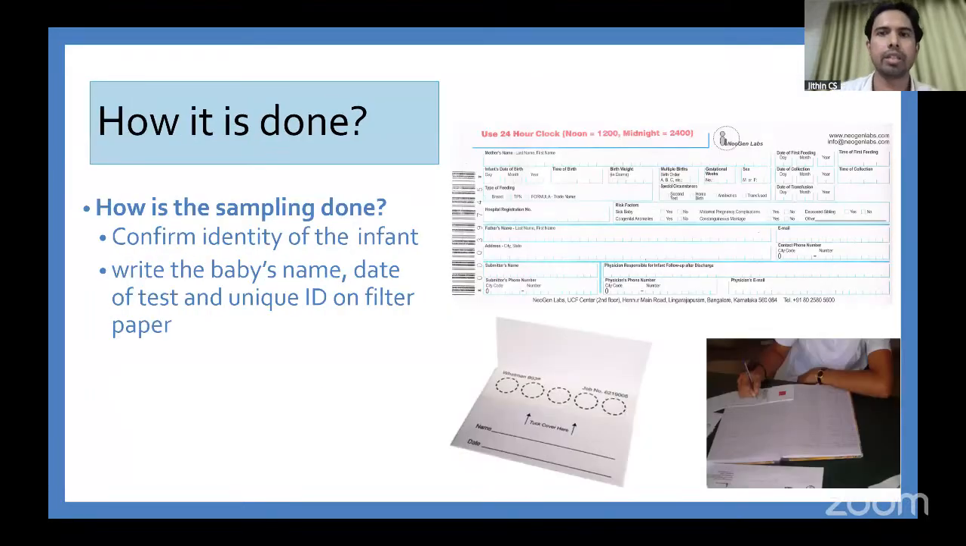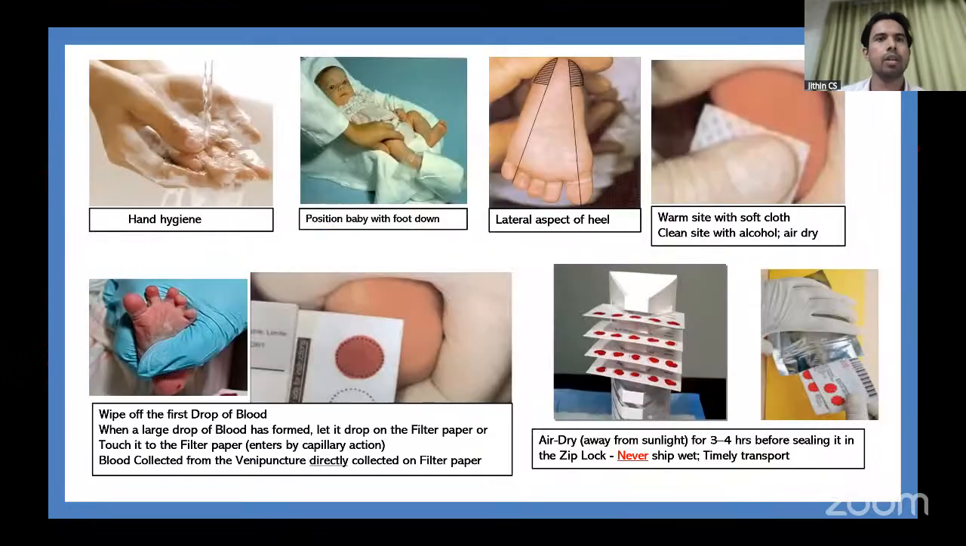And how is it done? We usually do the sampling on a Whatman protein saver card, which contains 5 circles. It is mandatory that the doctor collecting the sample enters all the necessary details shown on the filter paper card. So how do we do it? We do hand hygiene before any procedure, and we slightly warm the lateral aspect of the heel where we want to prick and take the sample.